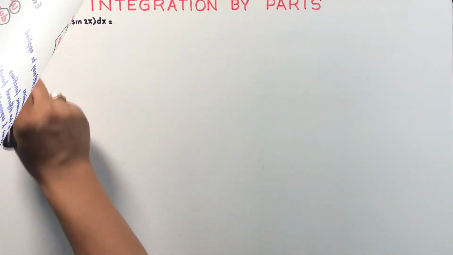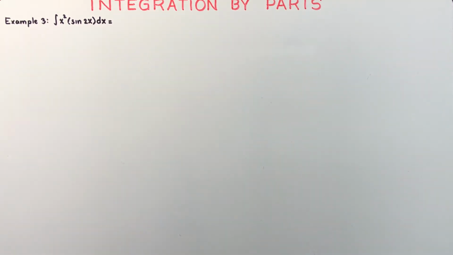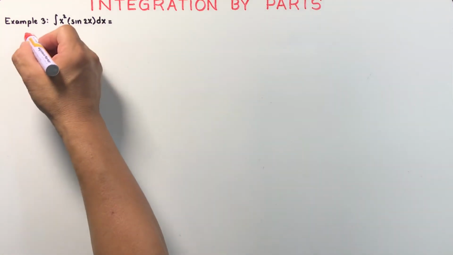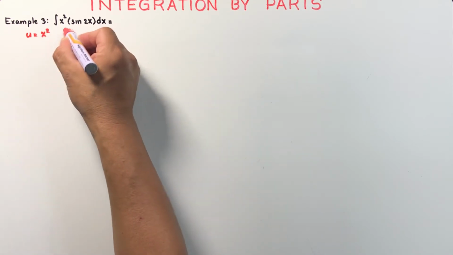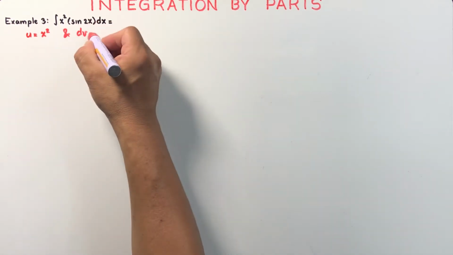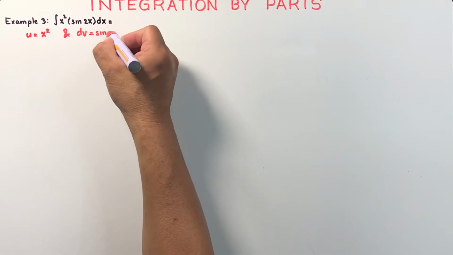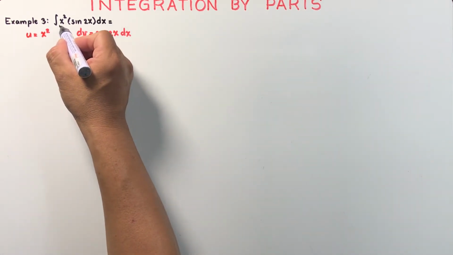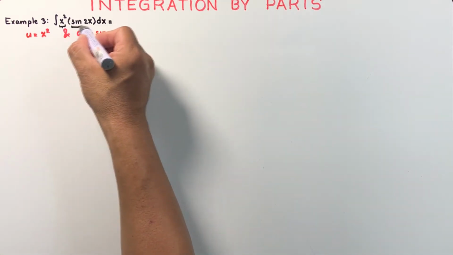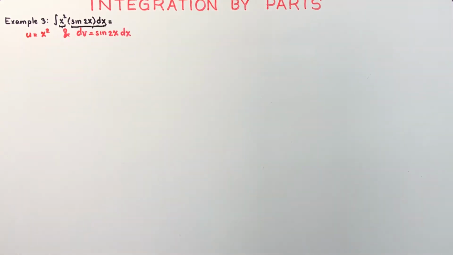Now let's proceed to our third example here. What is the integral of x squared times sine 2x dx? So here we can try that our u is maybe x squared and our dv maybe is sine 2x dx, because we might guess that this is our u and sine 2x dx is our dv.